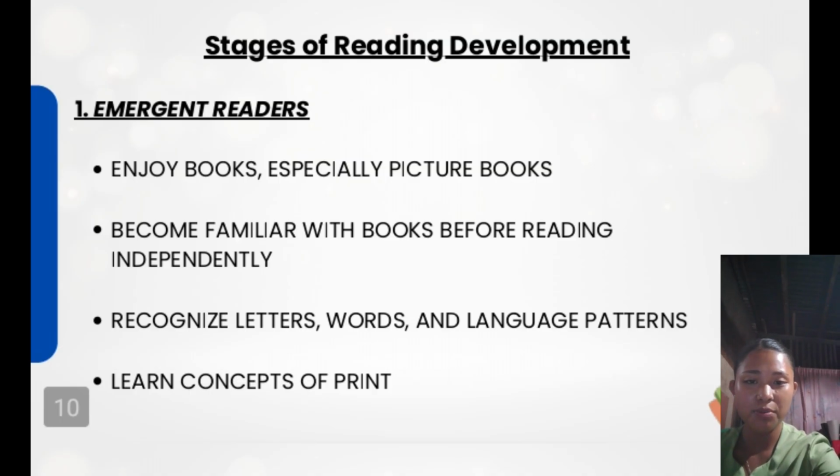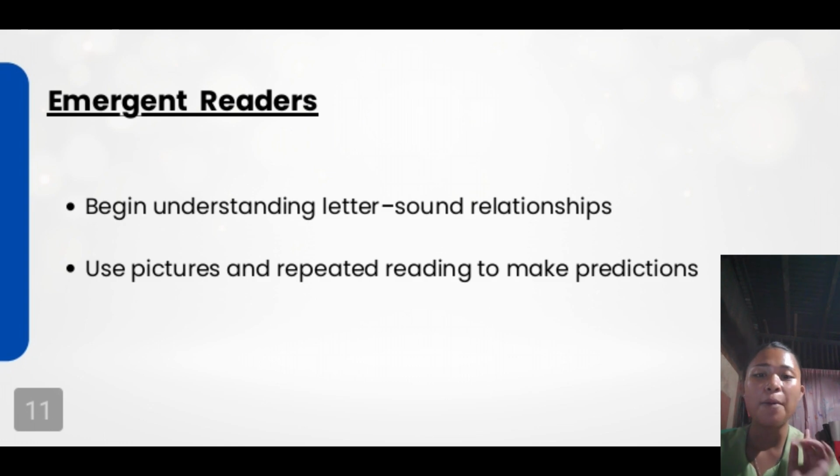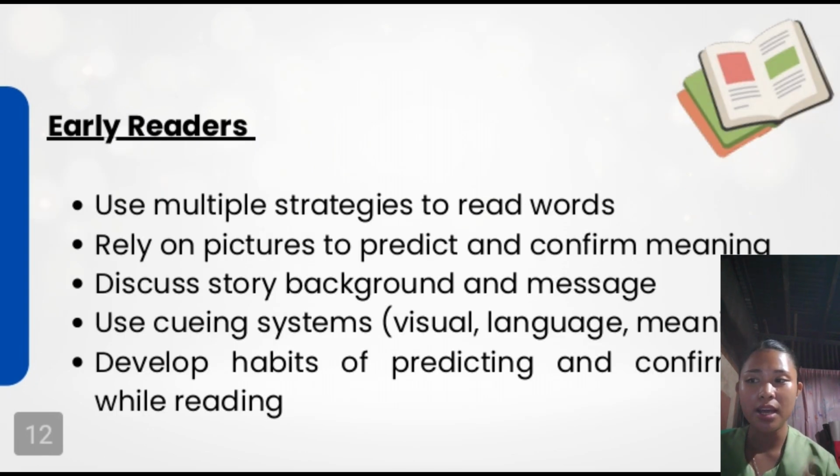So at this stage, children are starting to notice letter-sound relationships when teachers or adults read with them and talk about the story. Children begin to predict what might happen next using both pictures and prior experiences. Also, emergent readers begin understanding letter-sound relationships, and use pictures and repeated reading to make predictions.